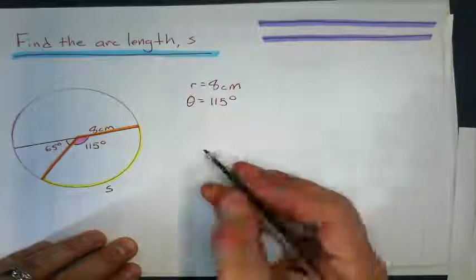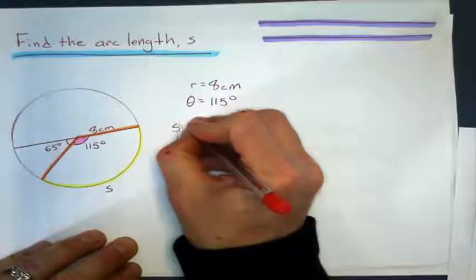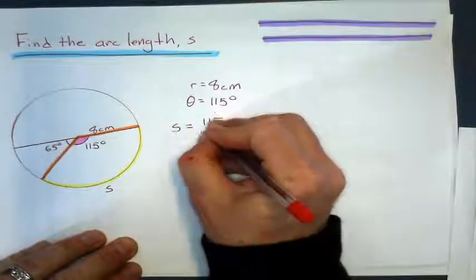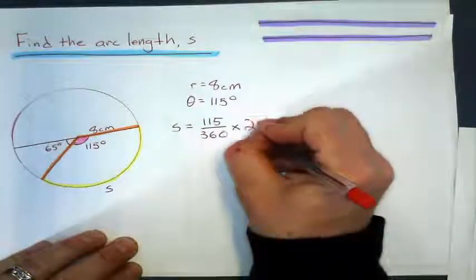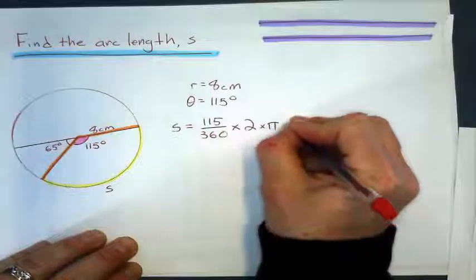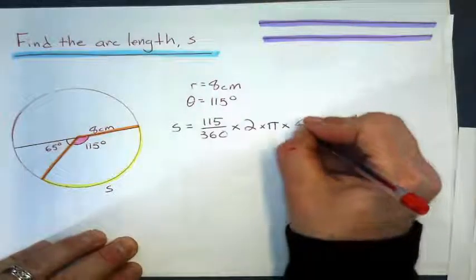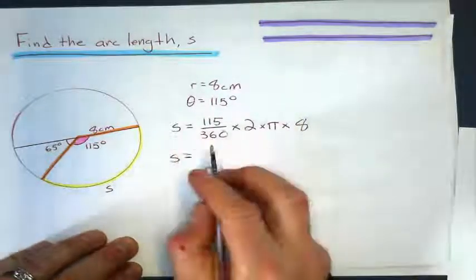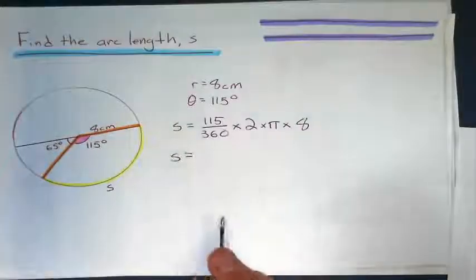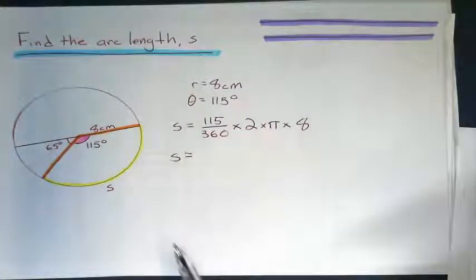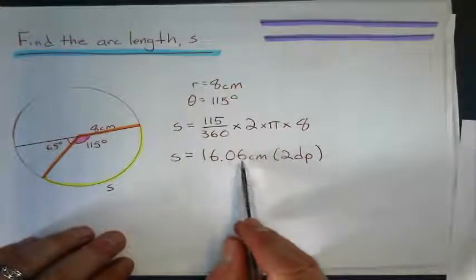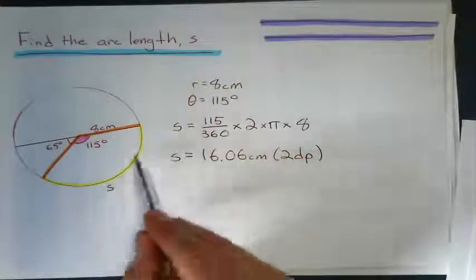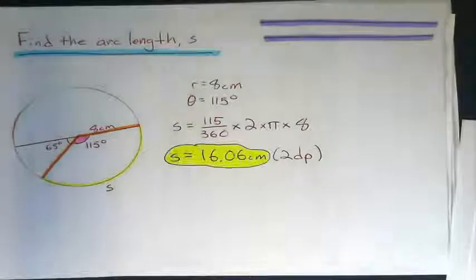And here I simply just use my arc length formula. My arc length is going to be 115 out of 360 times the circumference of that circle, times 2 times pi times my radius, 8. And I can enter this on my calculator and get a value for the length of the arc there. So to 2 decimal places, I'd get 16.06 centimeters for that bit right there.